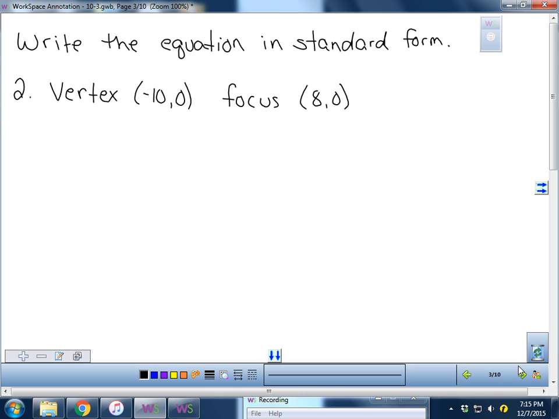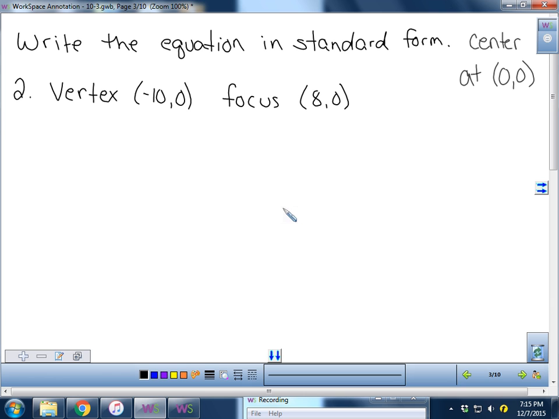All right, let's write the equation in standard form. And all of these are going to have a center at 0, 0. So if you want to write that down, center at 0, 0, that'd be great. I'm not going to make you write any that aren't.